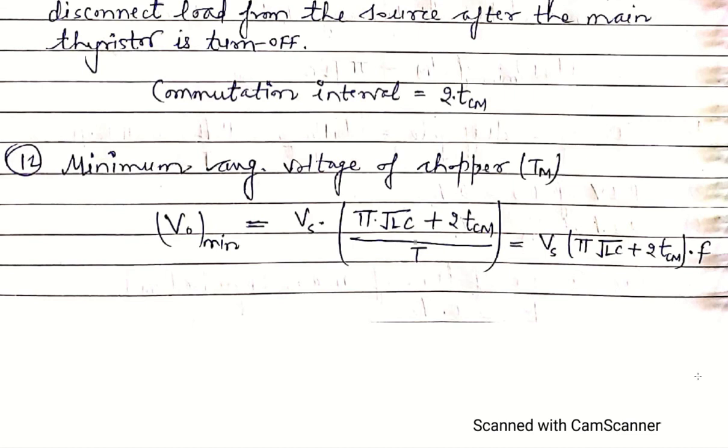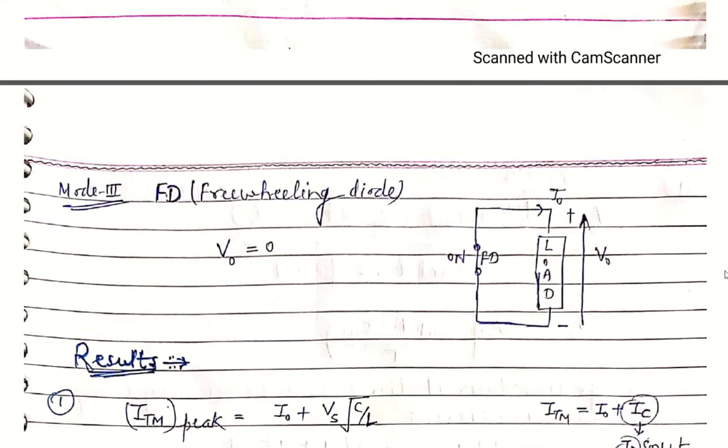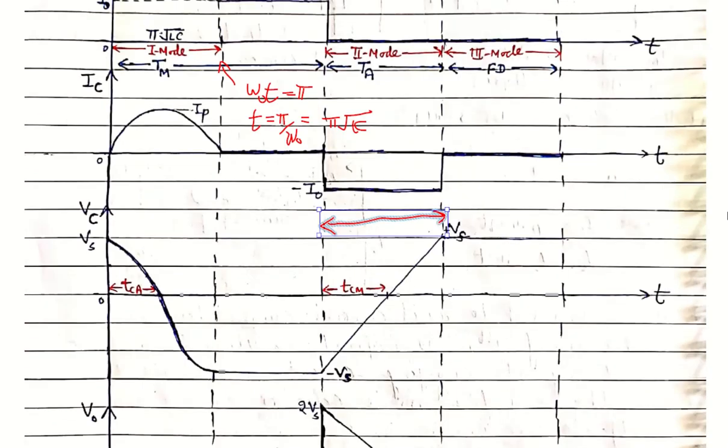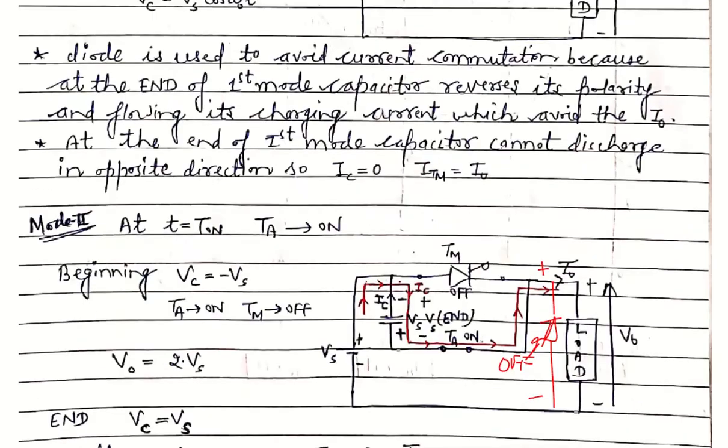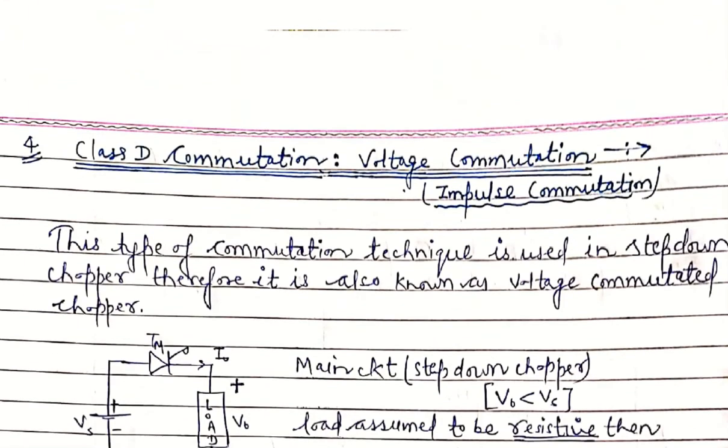So a total of 12 results will be there in the case of this class D commutation. This is the numerical part, and these are the theoretical parts of this class D commutation technique. In this way, we complete the class D commutation technique. In the next class, we will again continue with class D commutation with some numerical problems. Thank you.